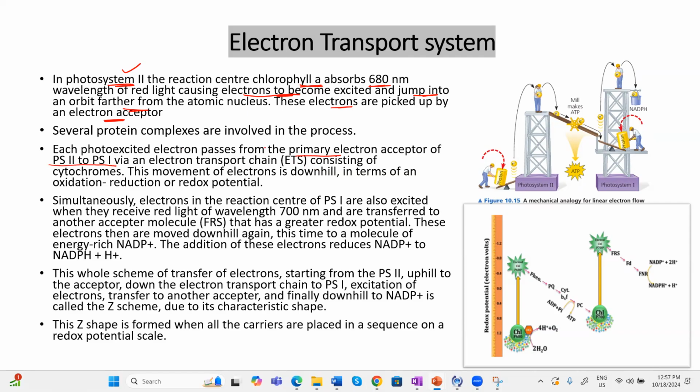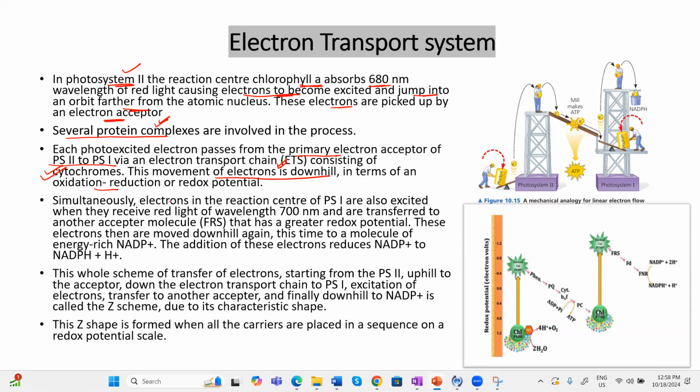And the chain through which it is passing is known as the electron transport chain, which generally consists of many pigments, but the main pigment is cytochromes. These are the proteins which have iron content, so they are the cytochromes. Several protein complexes are involved, but the main one is cytochrome. This movement of electrons is again downhill in terms of oxidation reduction.